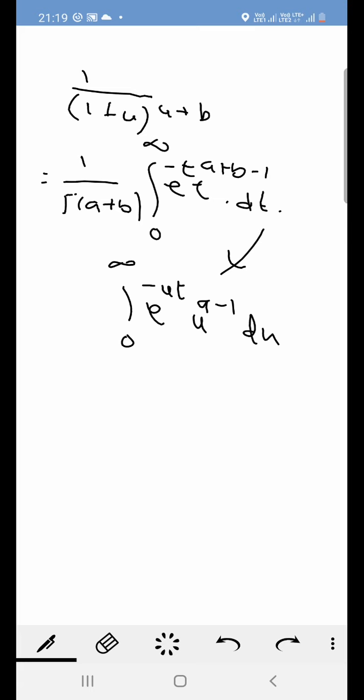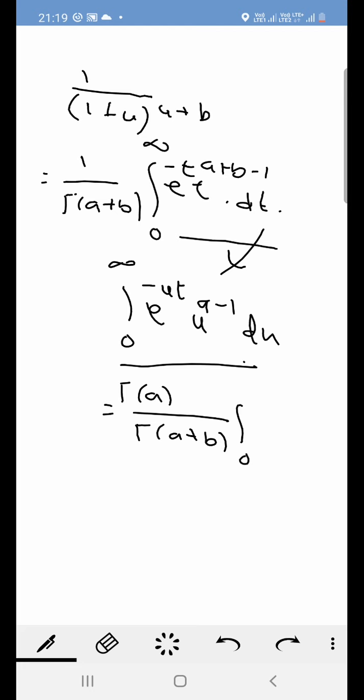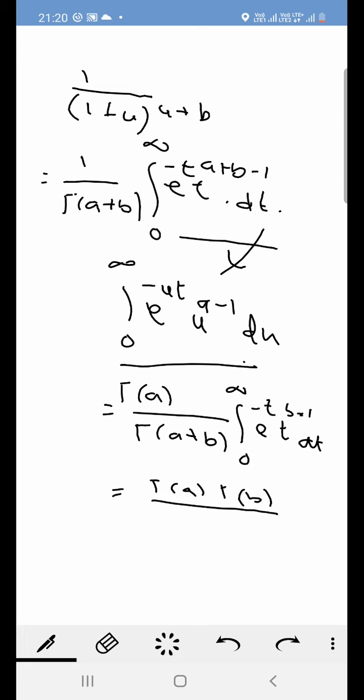So this expression is nothing but gamma a. So we can write this as equal to gamma a divided by gamma a plus b into integral 0 to infinity e to the power minus t, t to the power b minus 1 dt, and it is equal to gamma a gamma b divided by gamma a plus b. So this is how beta can be expressed in terms of gamma functions.